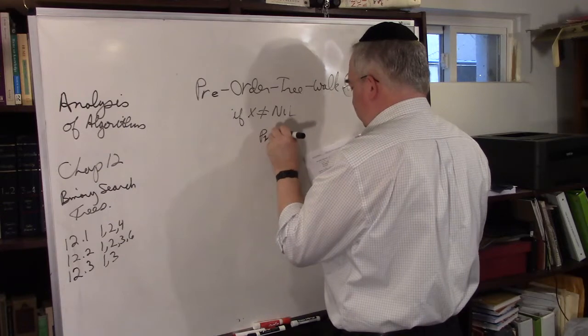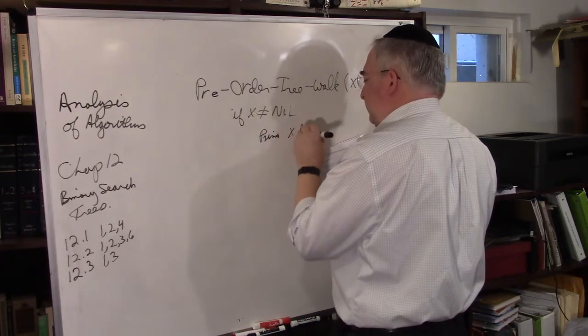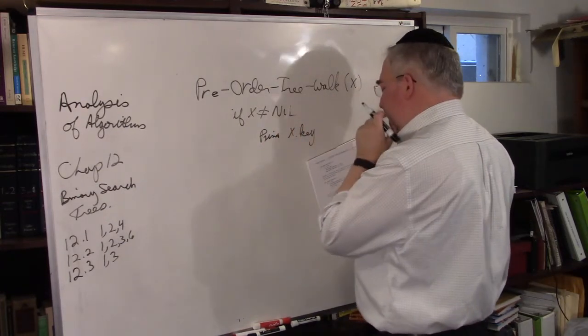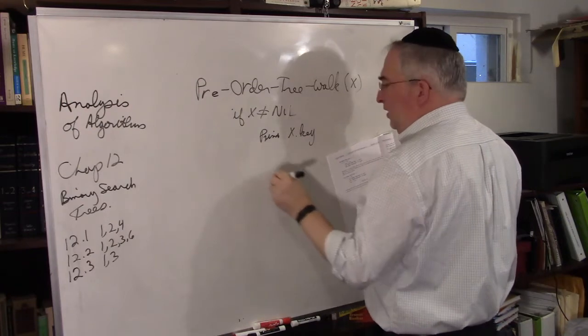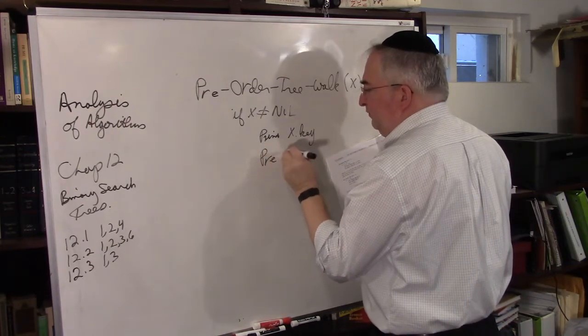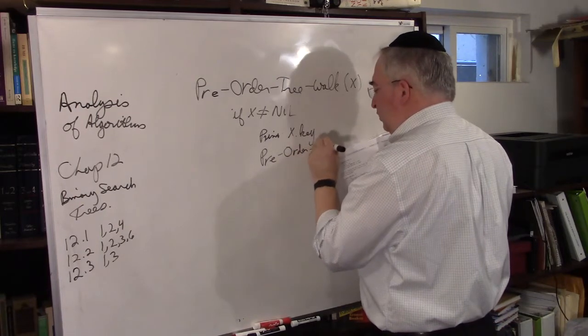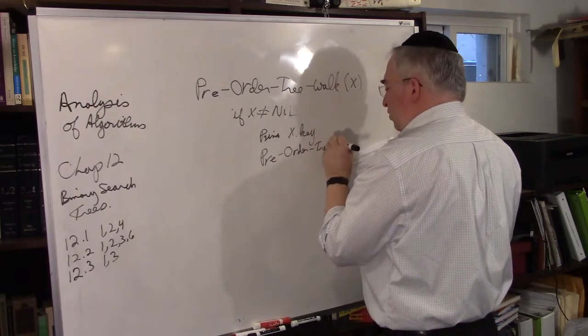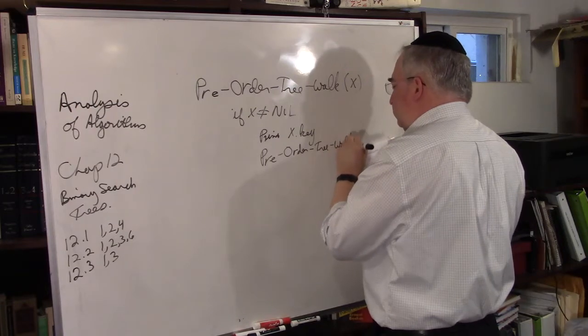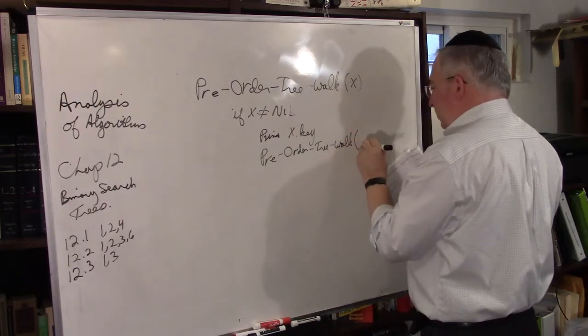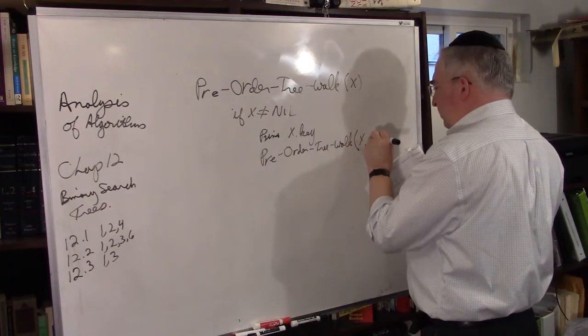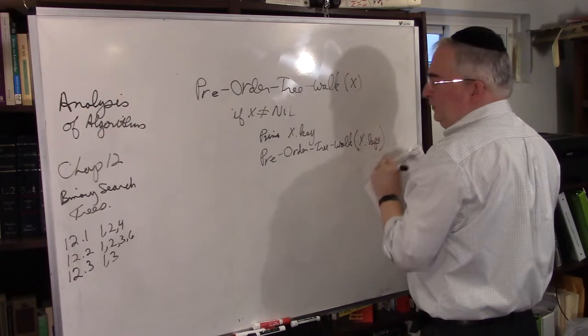Print x dot key, or key of x, depending how you want to write it. And then recursively pre-order tree walk. I'm doing it following the way the book does this. X dot left.